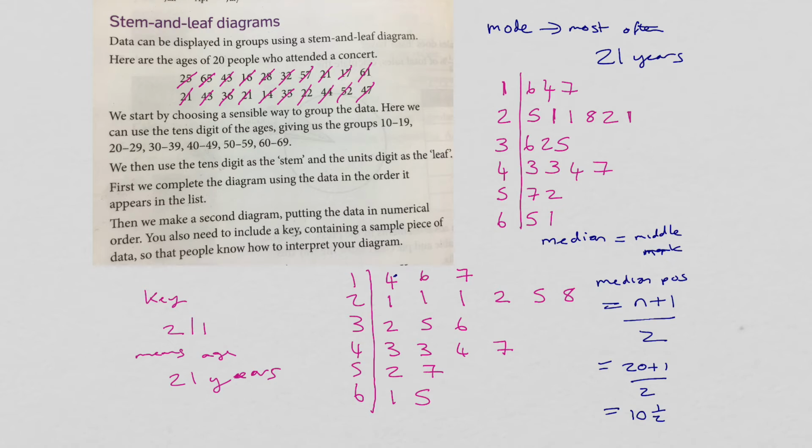So there's 1, 2, 3, 4, 5, 6, 7, 8, 9. So this person here is the 10th person, and this person here is the 11th person. Do you agree? So the median is there. The median is 32, because remember that person is 32 years old, plus 35, and you're taking an average, so that's 67.